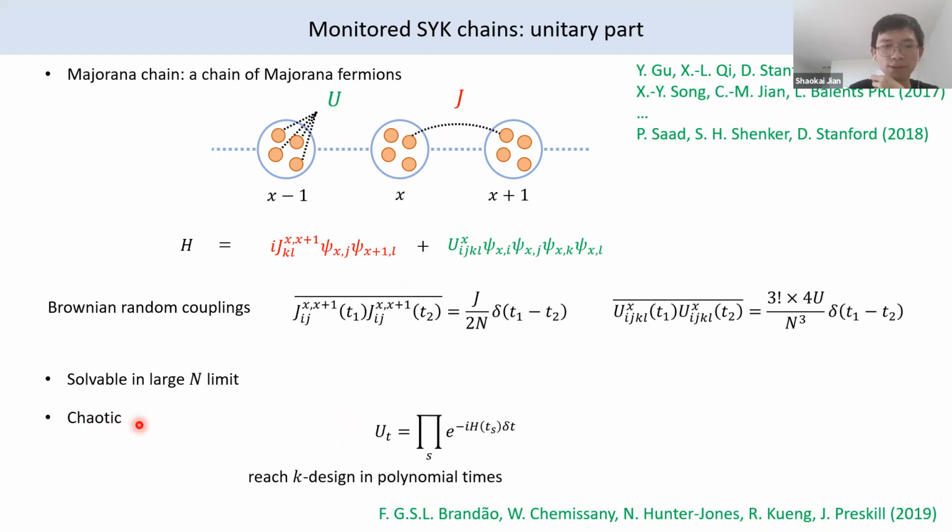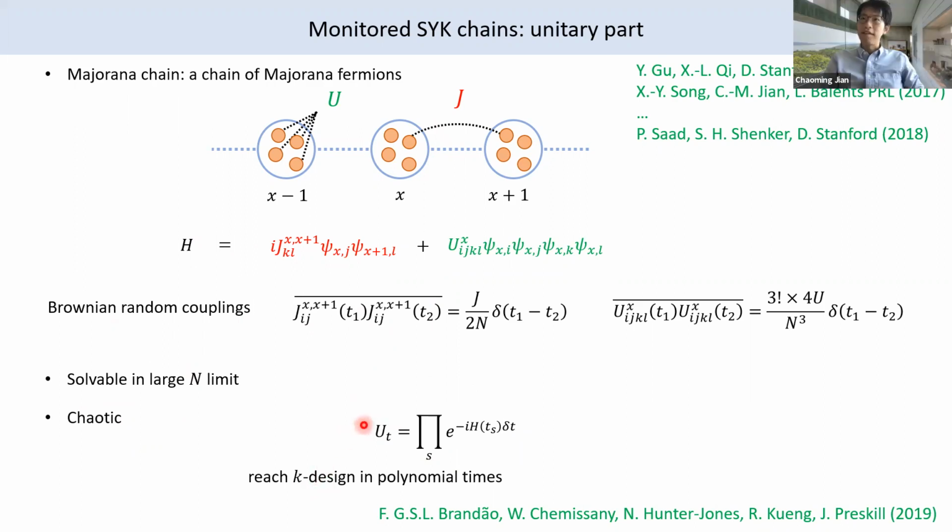The property I will use is that this model is chaotic. If you look at the ensemble that is generated by this Hamiltonian, because the Hamiltonian is Brownian random, this ensemble can actually reach a K-design in polynomial time.